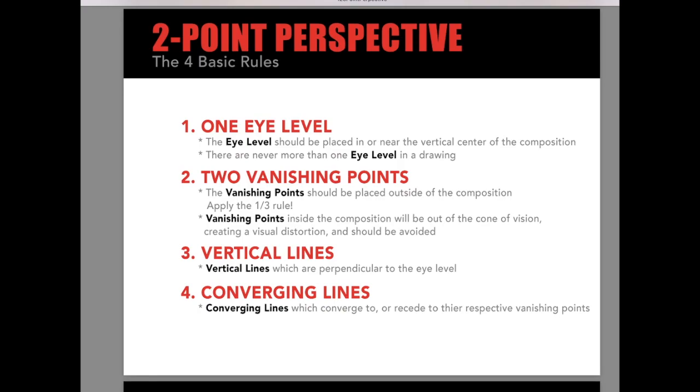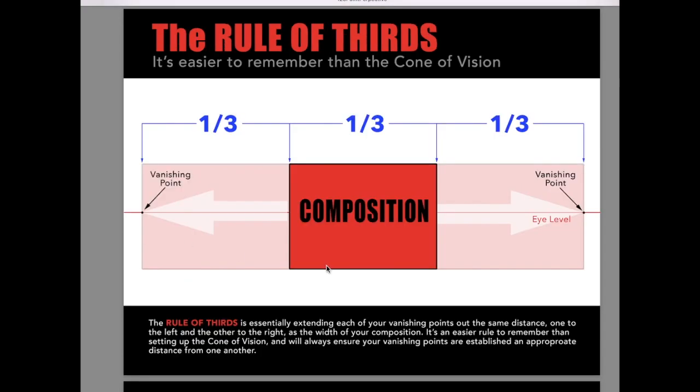The vanishing points inside the composition will be outside the cone of vision, creating a visual distortion, and should be avoided. So you need to place your vanishing points outside of the composition. When you're setting up your drawings, this dark red rectangle here, which is the composition, would be like the image that you're drawing. And you would set your vanishing points out to either side about 1/3 of the way out to avoid distortion.